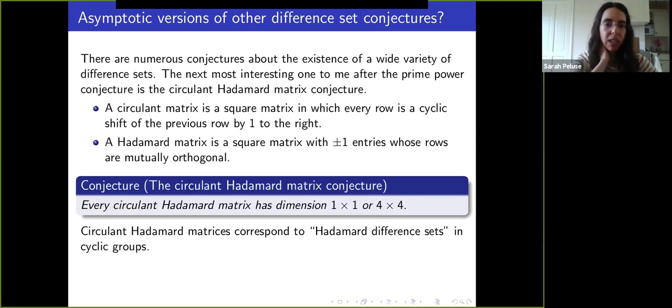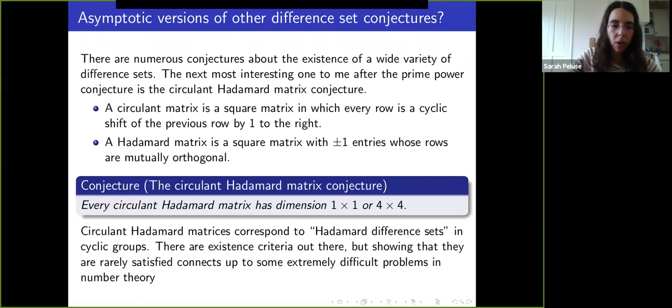So the connection to difference sets is that the circulant Hadamard matrices are in one-to-one correspondence with what are called Hadamard difference sets in cyclic groups. You can just read off from the matrix what the elements of your set should be. And like these existence criteria I told you about for perfect difference sets, there are also some for Hadamard difference sets. But they are not nearly as easy to work with.